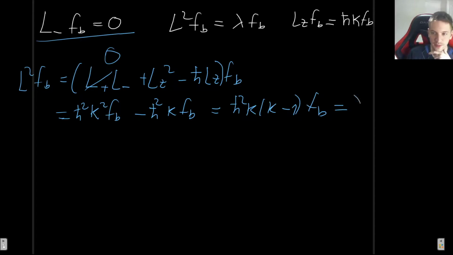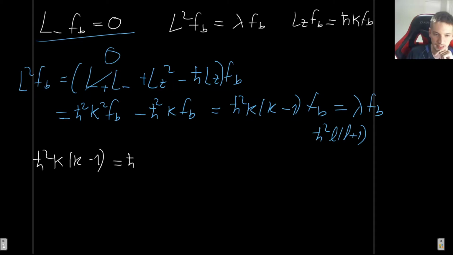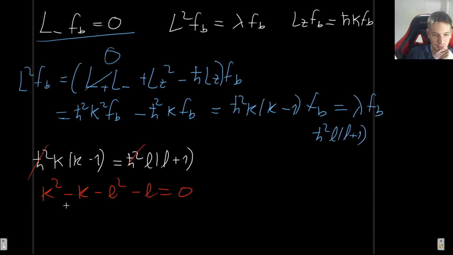And this has to be the same as λ Fb, but we know that lambda is ħ²L(L+1). So now from this we can see that ħ²k(k-1) has to be the same as ħ²L(L+1). So we can here cancel out the ħ² and put everything else to one side, let's say the left side. So we get k² minus k minus L² minus L is equal to 0. And here we can factor out some things.